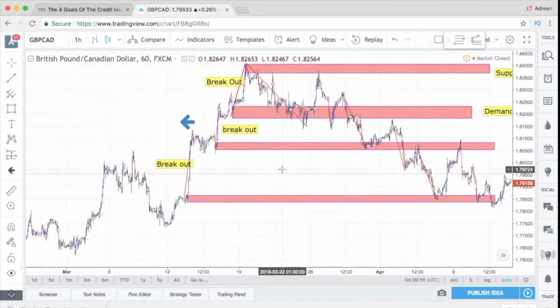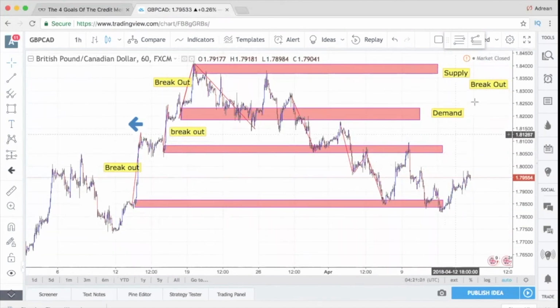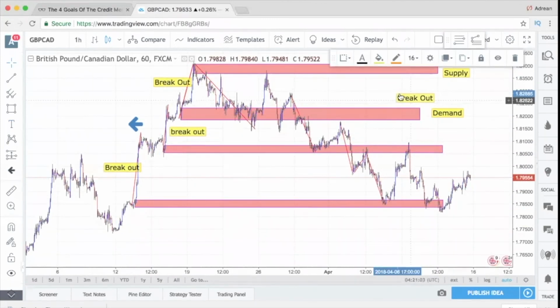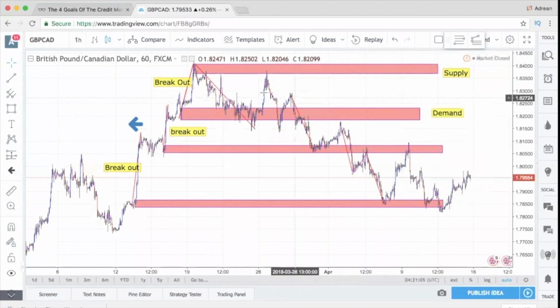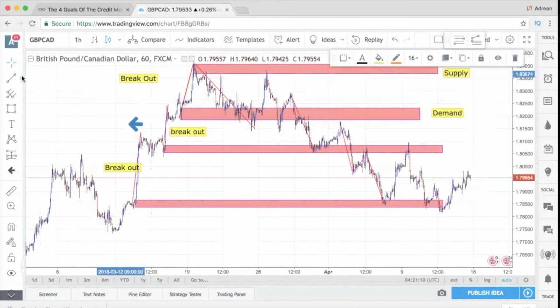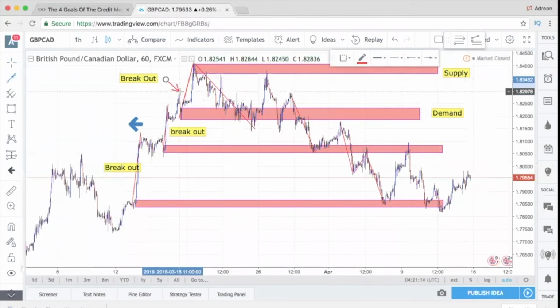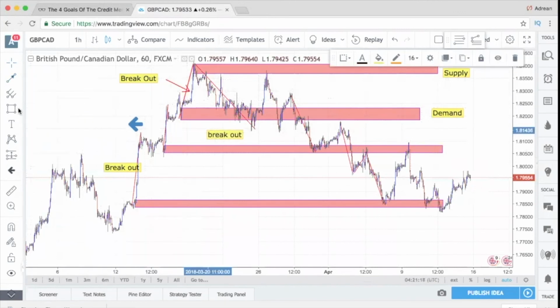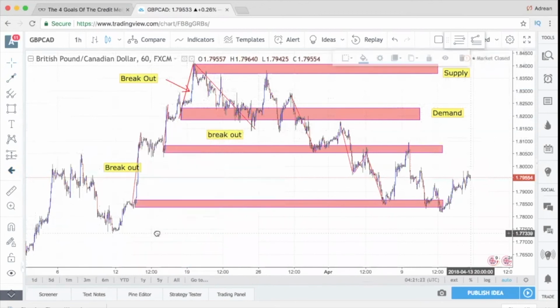So this is all I want you to do. Label your breakouts, label your supply and your demand. You can even put an arrow on it. Go over here and put an arrow. I need to make sure that y'all know this.